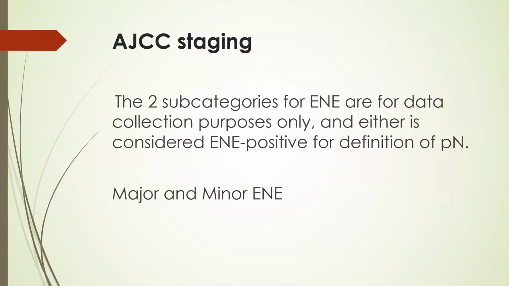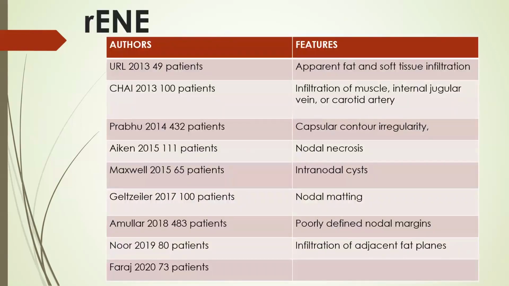Hence, for now, in the AJCC staging, we have two categories, and either is considered ENE positive for the definition of pathological nodal staging. And many have said that instead of microscopic and macroscopic, we should have terms like major and minor, because both microscopic and macroscopic are pathological terms only, so it can create some doubt.